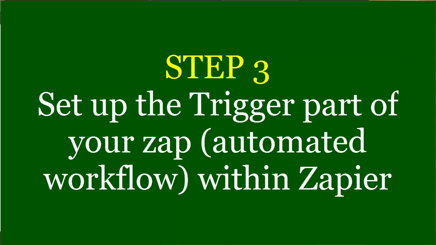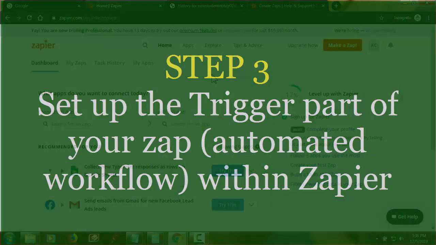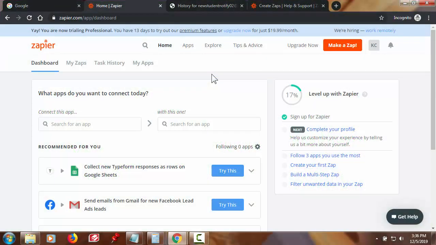All right, so now once we verify that the email parser correctly picked out the email address and the first name of your newly signed up student, now it's time to move on to steps 3 and 4, which is going to really pass this data onto the email list within your email marketing service. All right, so to set up the trigger part of this Zap or automated workflow, we're here on the main dashboard page of Zapier.